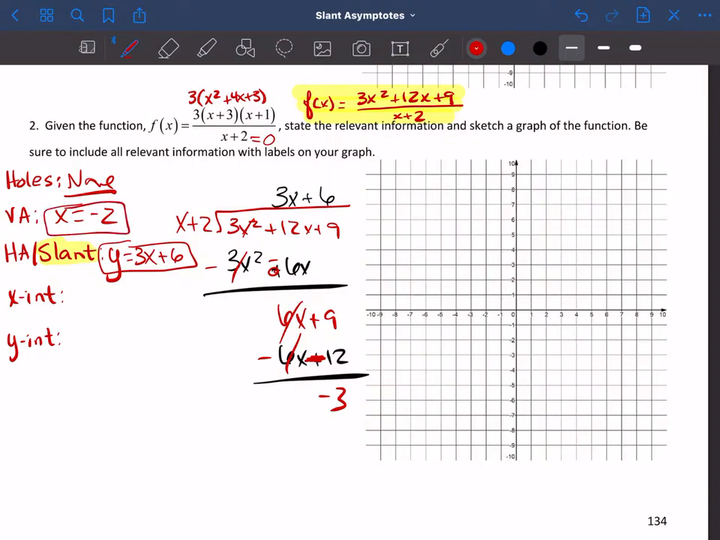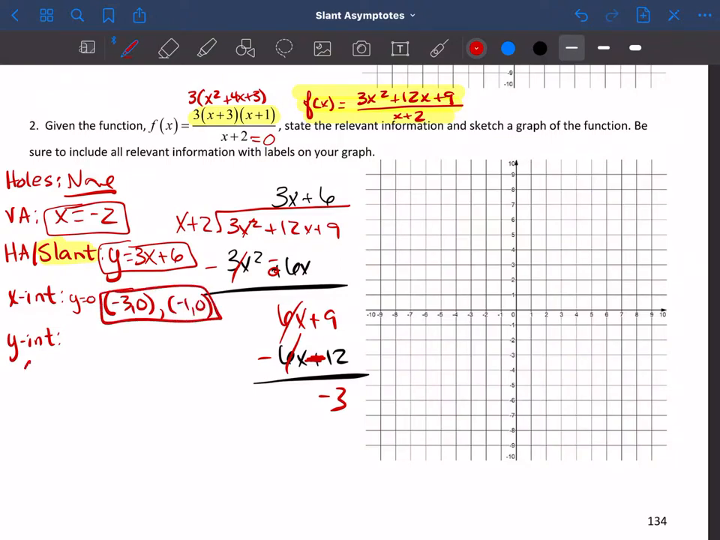All right, x-intercepts. X-intercepts are where the numerator goes to 0. I'm actually going to go back to my original since it's already factored for me. That's going to be easier for me to find my x-intercepts. That's going to be where y is equal to 0. So y goes to 0 at -3 and also at -1.